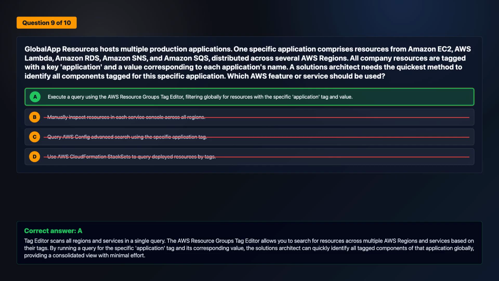The AWS Resource Group's Tag Editor allows you to search for resources across multiple AWS regions and services based on their tags. By running a query for the specific application tag and its corresponding value, the solutions architect can quickly identify all tagged components of that application globally, providing a consolidated view with minimal effort.